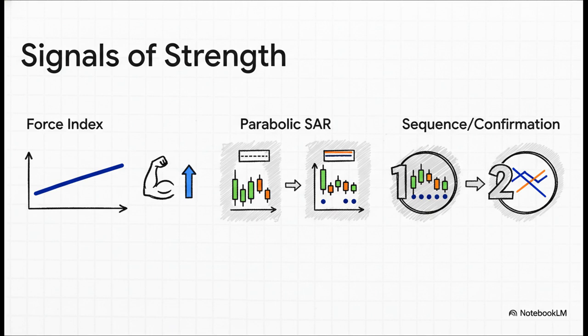And here's a really key point. That moving average crossover, it's the last piece of the puzzle. It only counts after the parabolic SAR has already confirmed which way the trend is going.